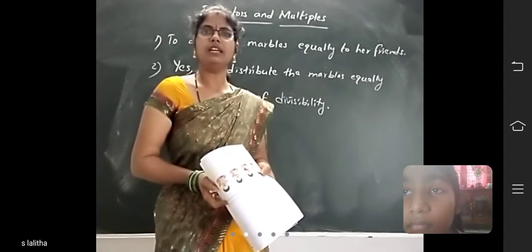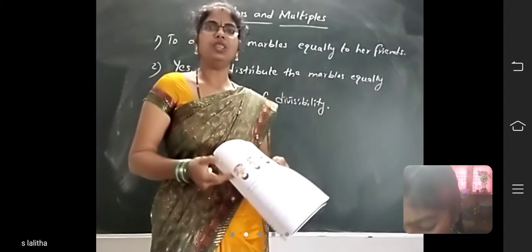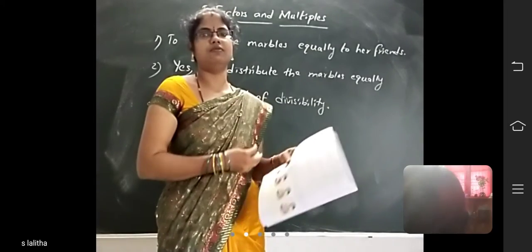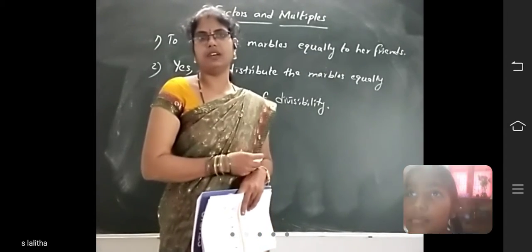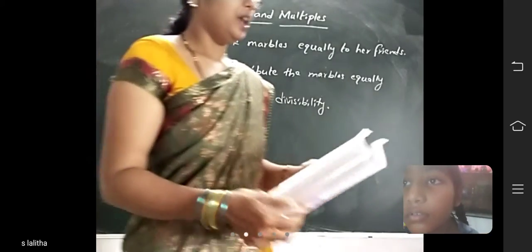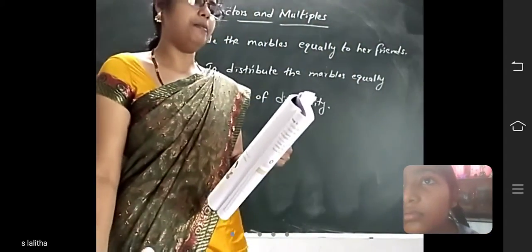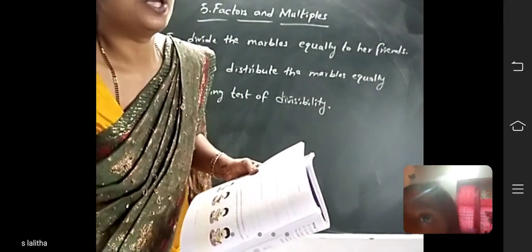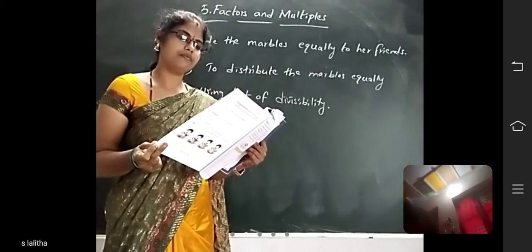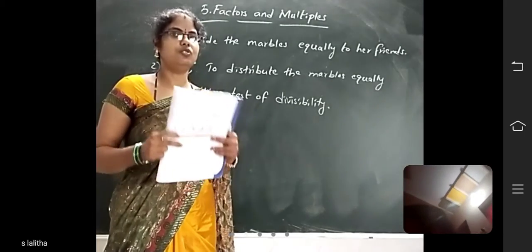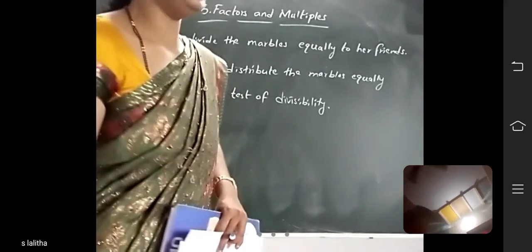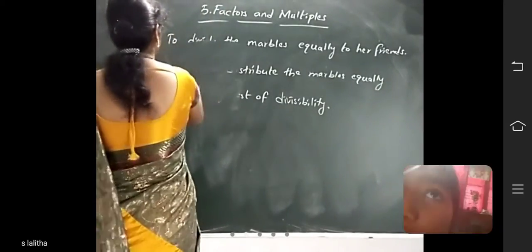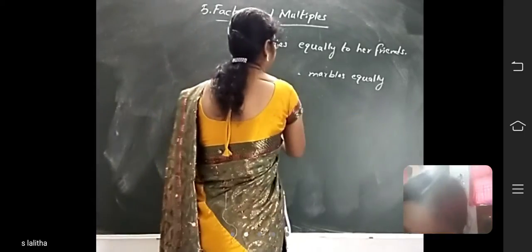What is test for divisibility? Without actual division, we can use this one. How? We can see now. First one is Rita and Ram like green marbles. So how many green marbles are there? 24 marbles. Is 24 an even number or an odd number? It is an even number.